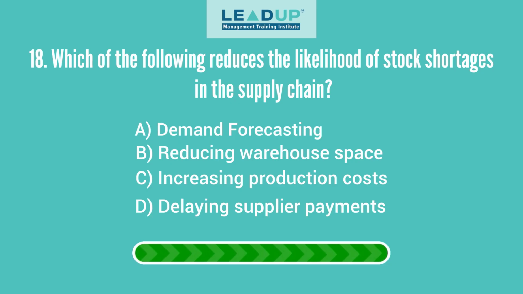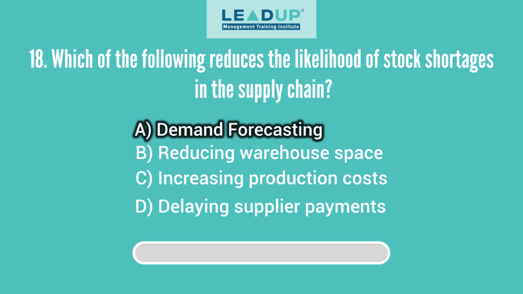Question 18. Which of the following reduces the likelihood of stock shortages in the supply chain? A. Demand forecasting, B. Reducing warehouse space, C. Increasing production costs, and D. Delaying supplier payments. The answer is demand forecasting.